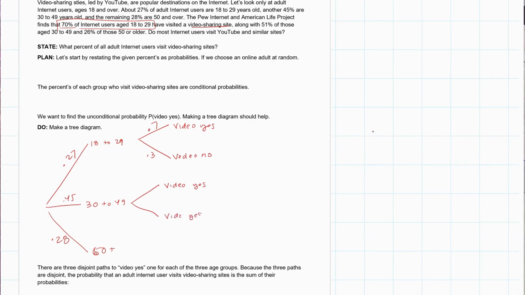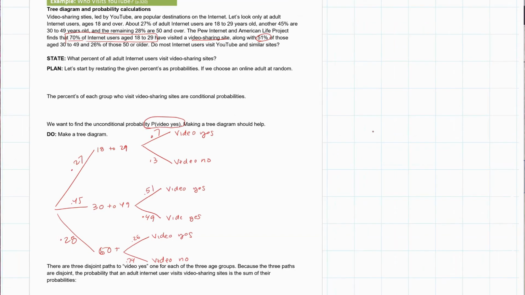And for the middle-aged people, it says 51%. So 0.51 and its complement 0.49. And then of the older people, it says 26% are video yes. And that means 74% are video no's. And there's our table. But we want to find out the unconditional probability of video yes.